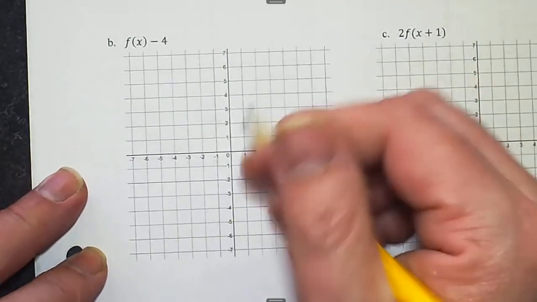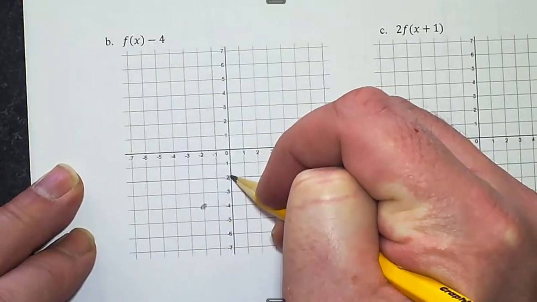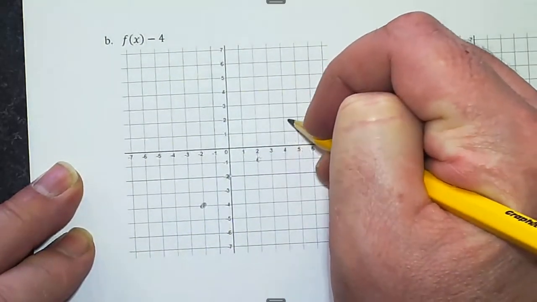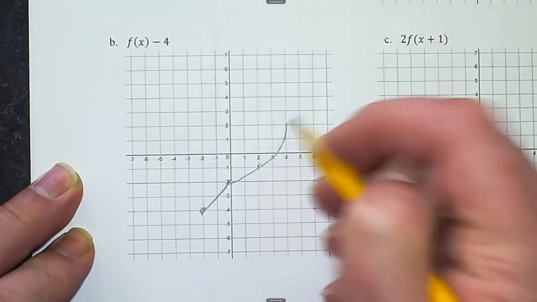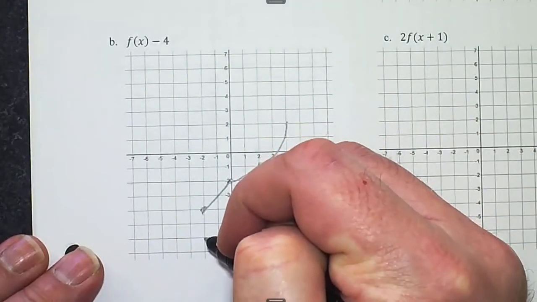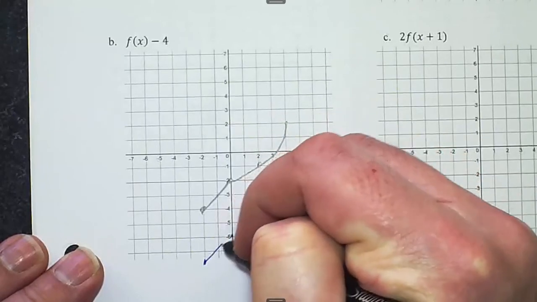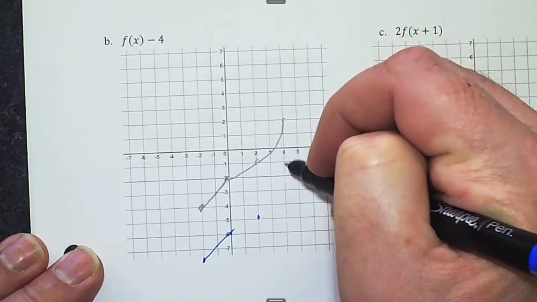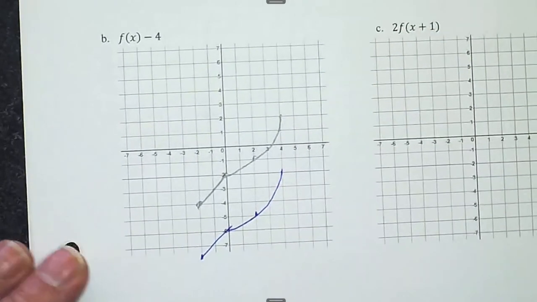So the first one was (2, negative 4), (0, negative 2), (2, negative 1), (4, 2). Then we'll make the transformations. So shift down 4. 1, 2, 3, not quite there. 1, 2, 3, 4. 1, 2, 3, 4. 1, 2, 3, 4. And there we have it.